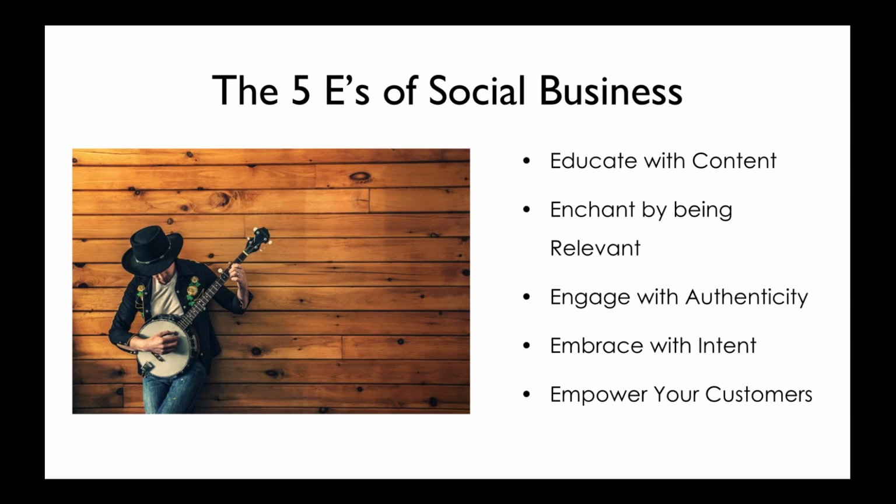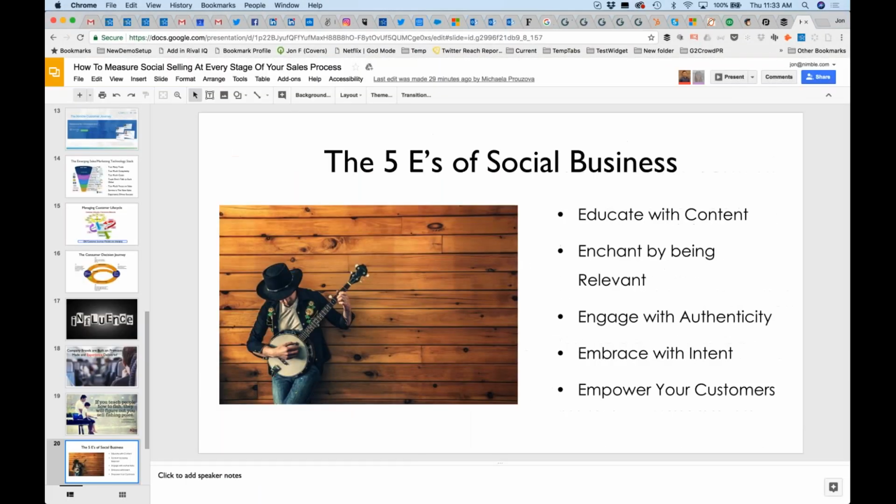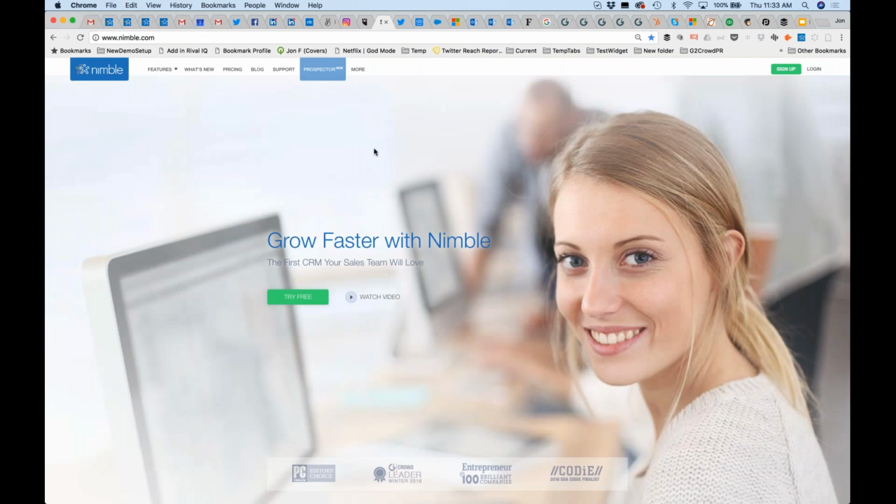And I have a simple acronym for that. I call it the 5 E's of social business. Educate, enchant, engage, embrace, and empower your customers. And if you do that, you're going to drive so many eyeballs to your business that you won't know what to do with them. And I'm going to tell you how we've done that at Nimble.